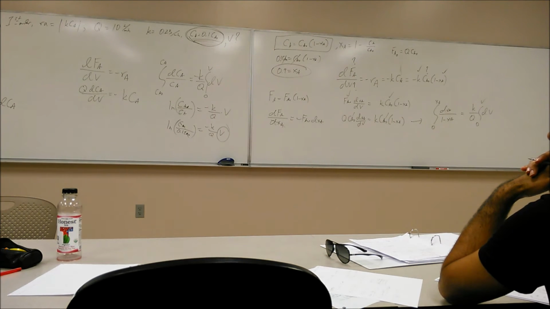Anybody who wants to solve this all the way through, you should get 100 liters. You have a plug flow, it only takes 100 liters. You have a mixed flow, it took 400 liters. Should always go with plug flow, right? No.